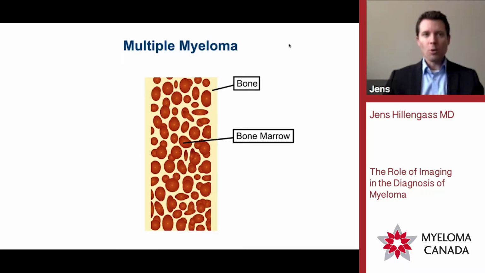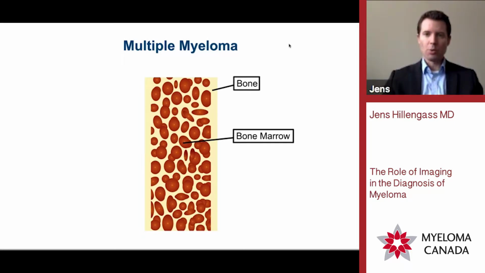But myeloma itself, the plasma cells, the malignant cells themselves, are living in the bone marrow. The bone marrow is the organ of the body where blood is produced. And the bone marrow is within the bones. In adults, it's mostly the spine and the pelvis, to a certain degree also the sternum and the skull. But we really have to differentiate between bone and bone marrow.